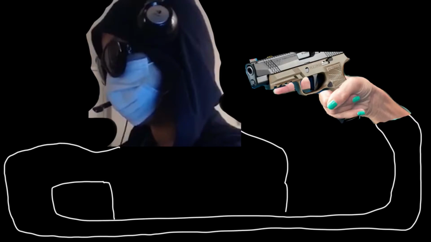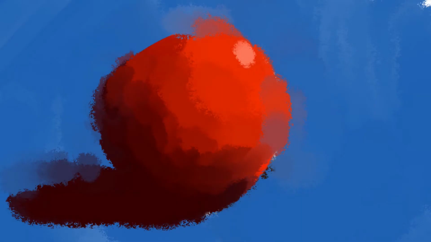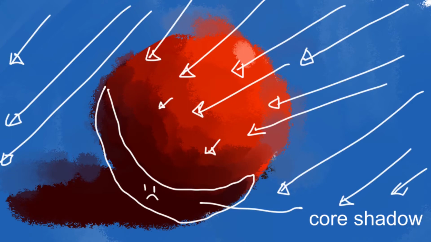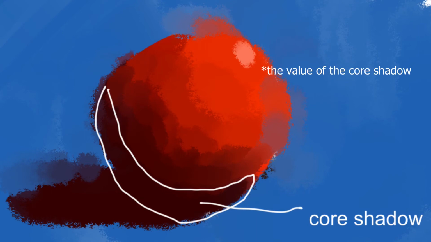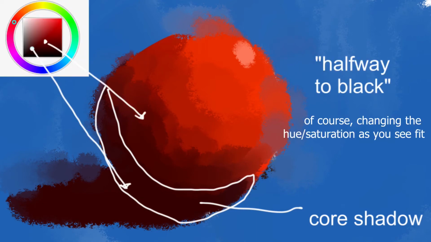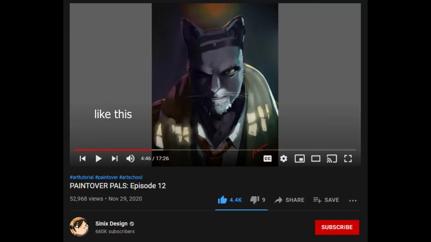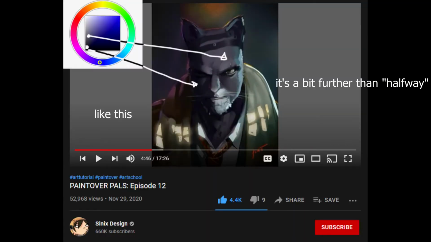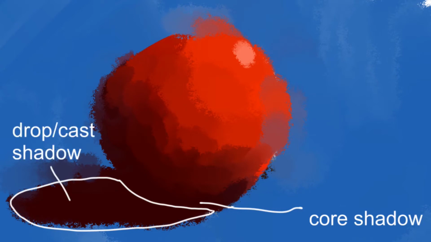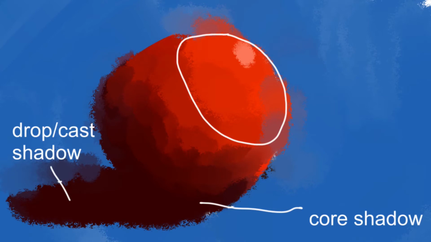My editor's getting fired. But to run it down quickly, the darkest part of the ball is the core shadow, where the least amount of light is touching the ball. I've heard that a good way to quantify it is halfway to black, from the local value, though that can change depending on the scenario. The shadow the ball casts on the floor is the drop shadow, or cast shadow. The part of the ball where the most light is touching is called the highlight.